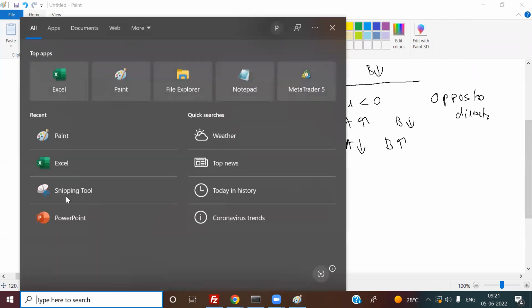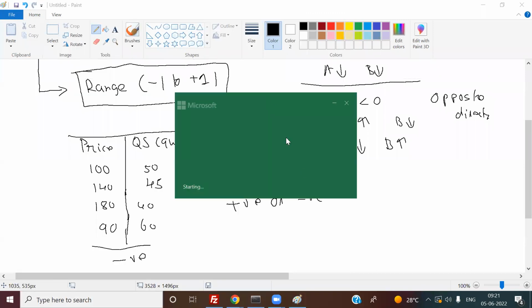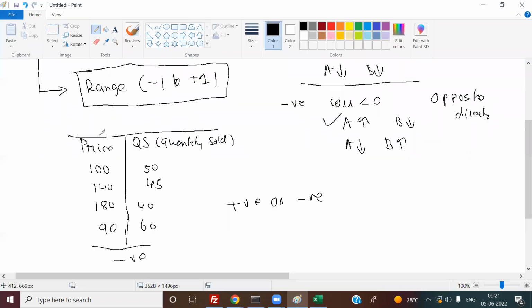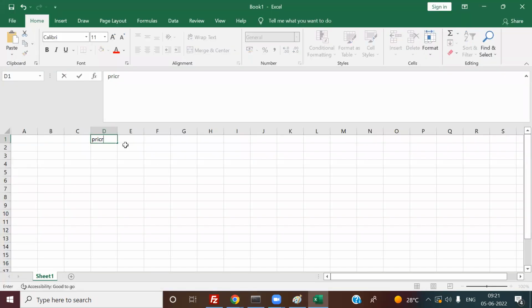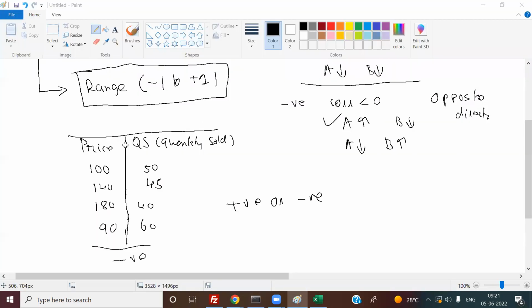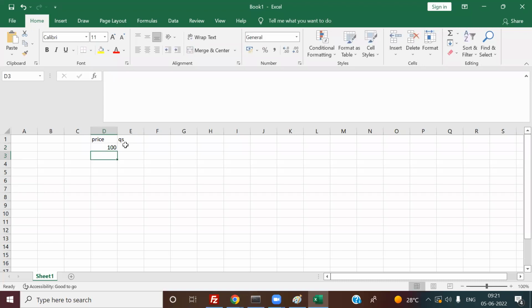Let's do one thing. If you want, I can show it to you in Python also, or in Excel, let's say, price and quantity sold. So 100, 140, 180, 100, 140, 180, 90, 50, 45, 50, 50, 45, 40, and then 60, right? 60.